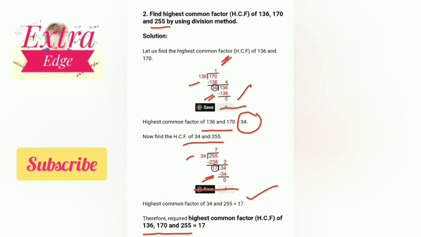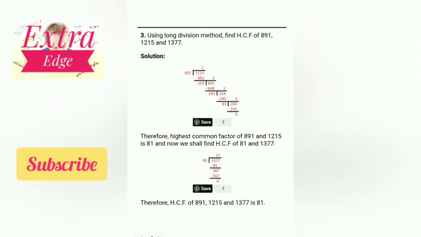Now let us take one more example: HCF of 891, 1215 and 1377. First of all, we are going to find the HCF of 1215 and 891.